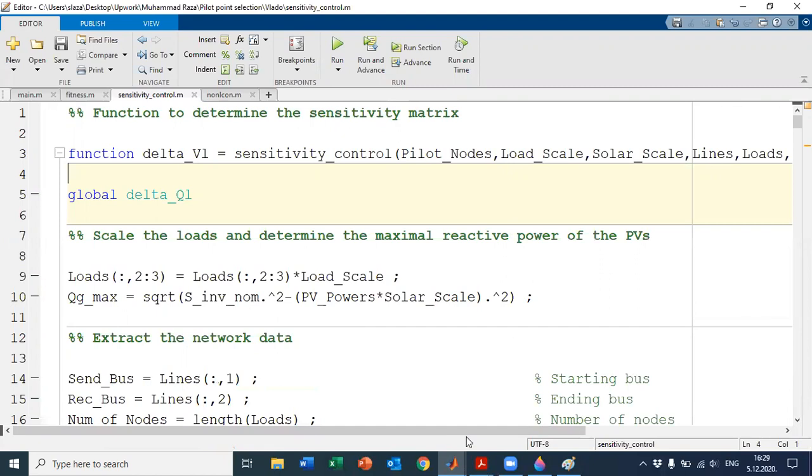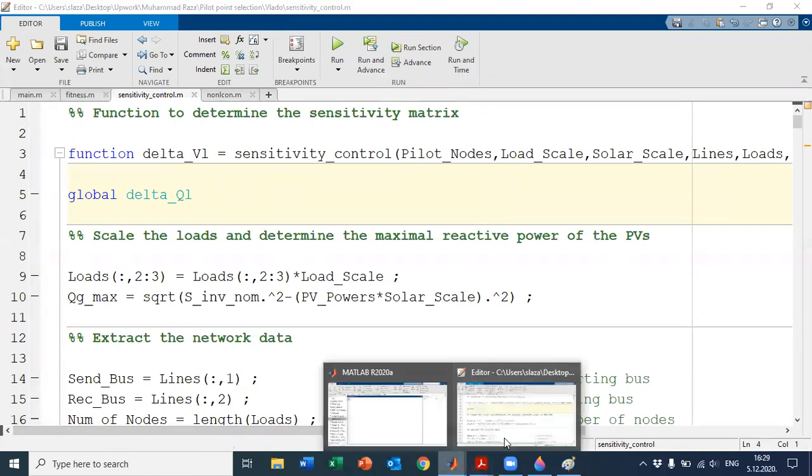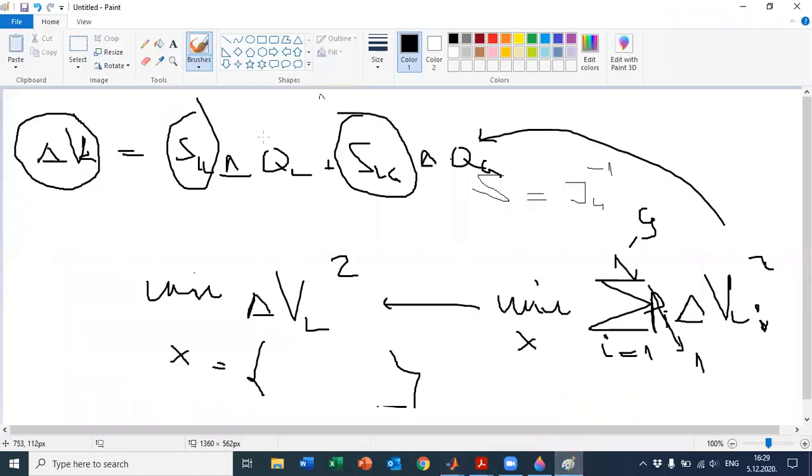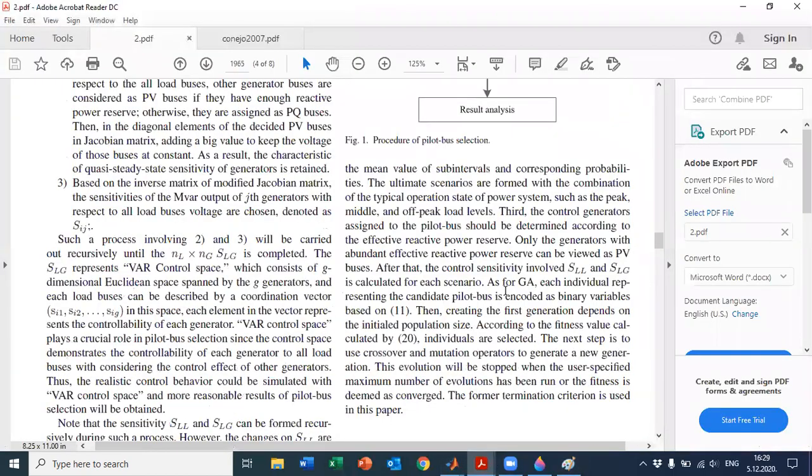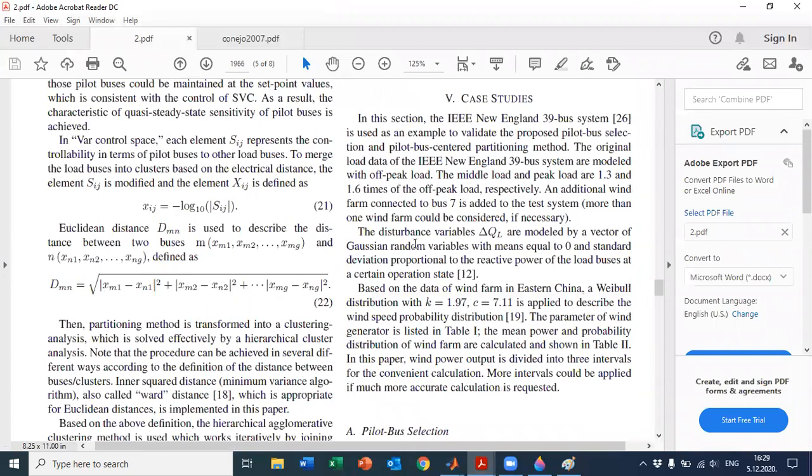In the paper, I just wanted to explain this. So here we were using this disturbance, the disturbance of load reactive power across different load nodes. So in the paper, they've used it. So let me just find it somewhere. The disturbance variables delta QL are modeled by a vector of Gaussian random variables with means equal to 0 and standard deviation proportional to the reactive power of the load buses at a certain operation state.